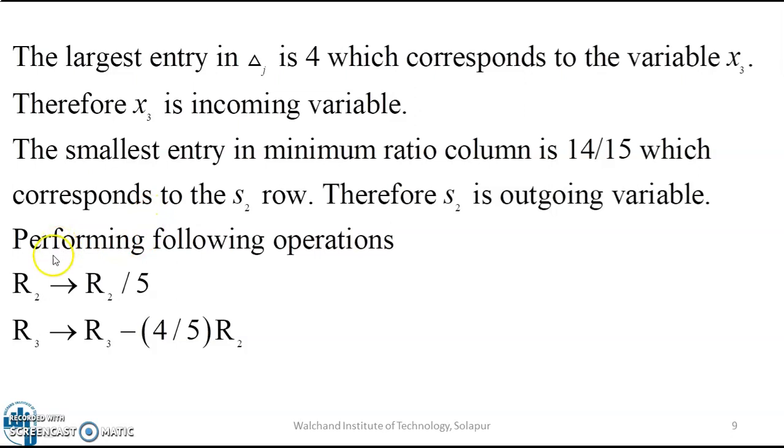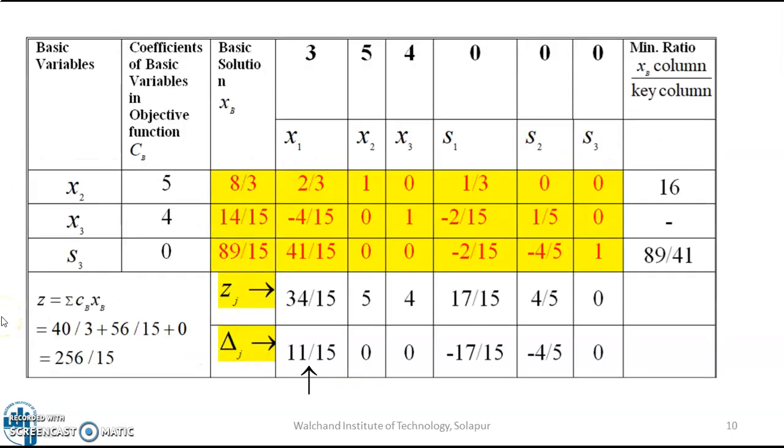Now to convert the key element to unity, we have to perform the transformation R2 changes to R2 divided by 5, and to convert the element lying below the key element to 0, we have to perform the transformation R3 changes to R3 minus 4 by 5 R2. When we perform this transformation, we get this new body matrix.